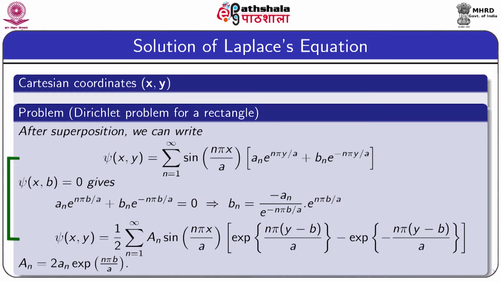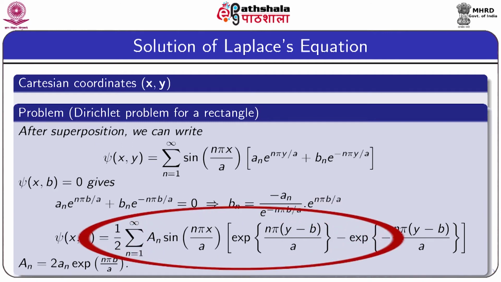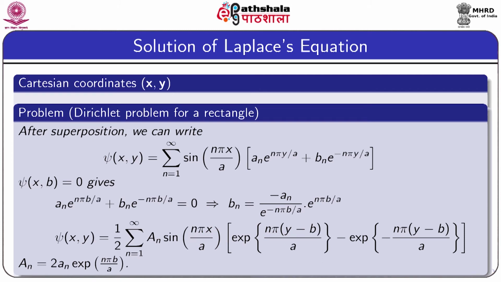But we need to apply another two boundary conditions. One of them is psi(x, b) equals 0. If we use this boundary condition, we can express the constant B_n in terms of A_n, which is written here: B_n equals minus A_n e to the power n pi b by a divided by e to the power minus n pi b by a. Therefore, the expression for psi becomes psi equals half the sum over n of sin(n pi x by a) times (exponential of n pi (y minus b) by a minus exponential of minus n pi (y minus b) by a), where the constant A_n is equal to 2 A_n exponential of n pi b by a.